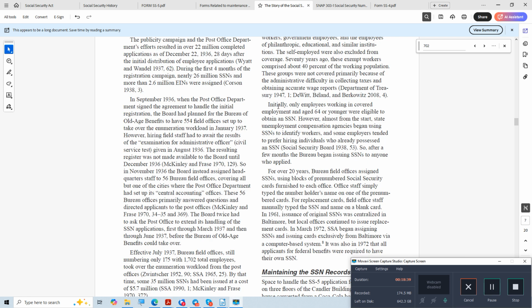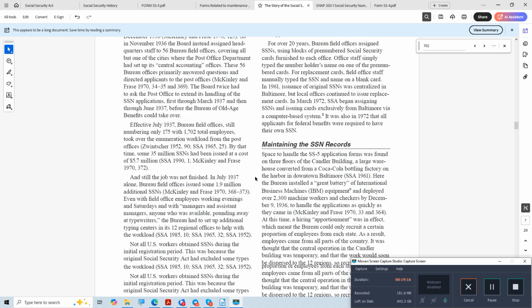And this is interesting to read. So initially, only employees working in covered employment and age 64 or younger were eligible to obtain an SSN. However, almost from the start, state unemployment compensation agencies began using SSNs to identify workers, and some employers tended to prefer hiring individuals who already possessed an SSN. So, after a few months, the Bureau began issuing SSNs to anyone who applied. Instead of doing what they were supposed to do, they just did it on their own, right? They failed to follow instructions.